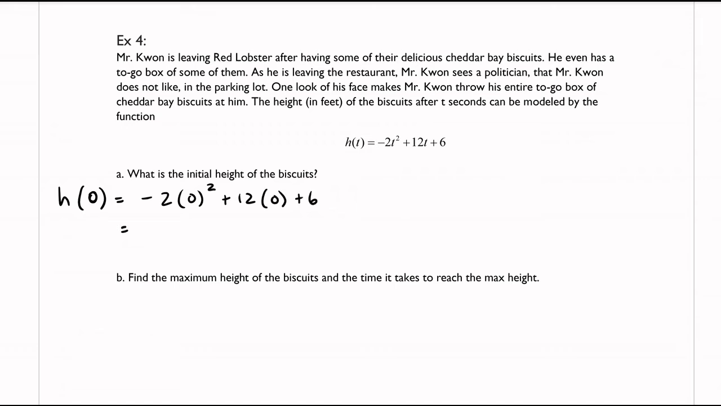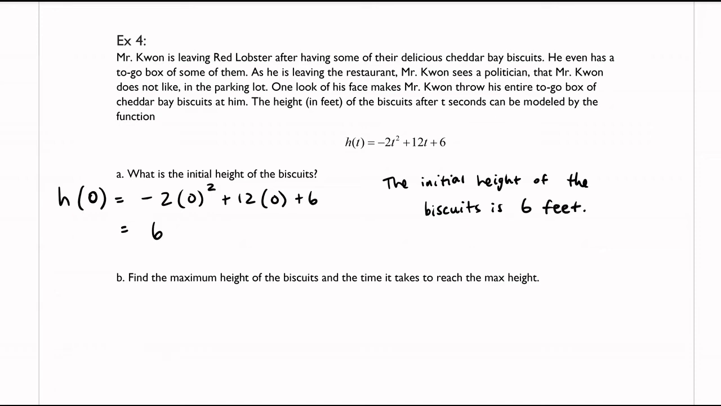and if we simplify that, the zeros make a lot of this stuff cancel out or disappear, and we are left with 6. What that means is that the initial height of the biscuits is 6 feet.